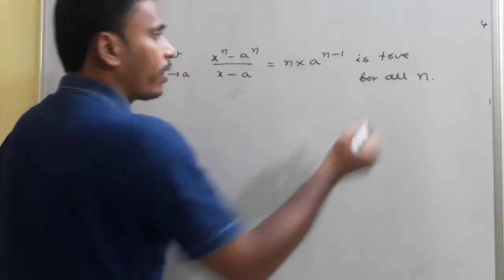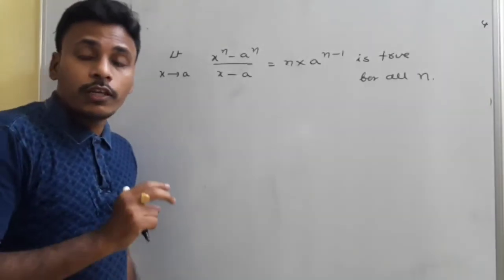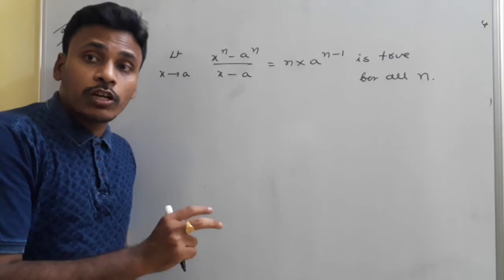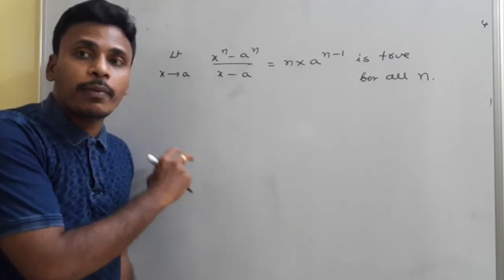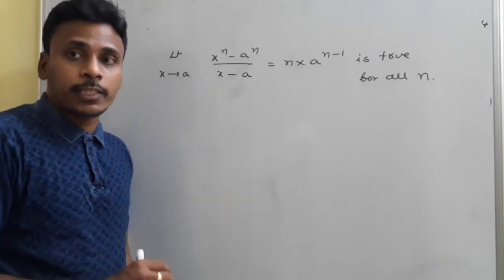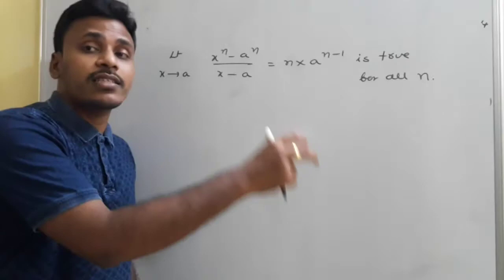Is true for all n. If you ask me how, my answer is different. For natural values of n, I need to give a separate explanation. For integral values of n, I need to give a separate explanation. For rationals, a separate proof. For irrationals, a separate proof.